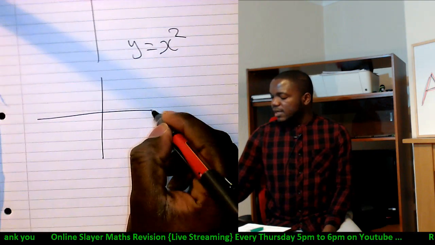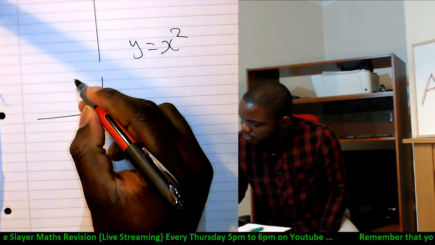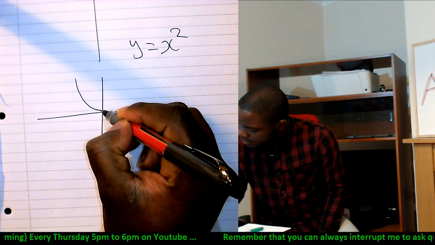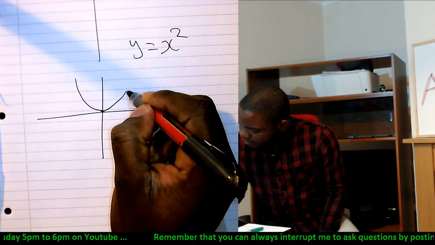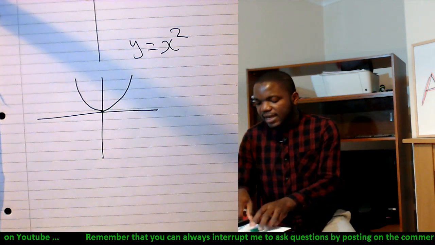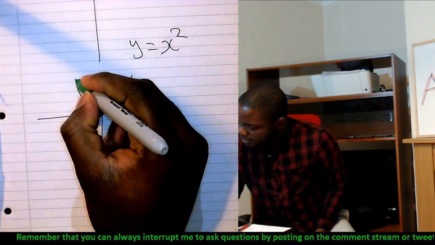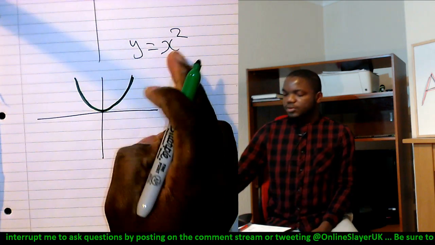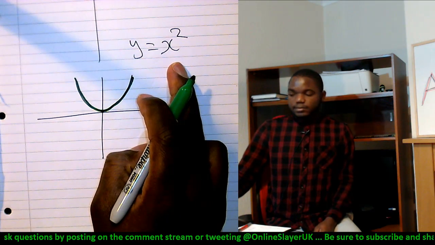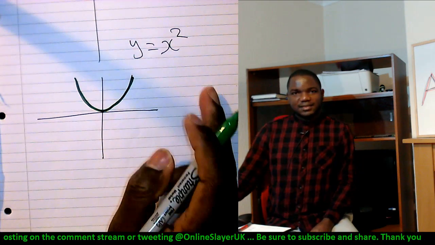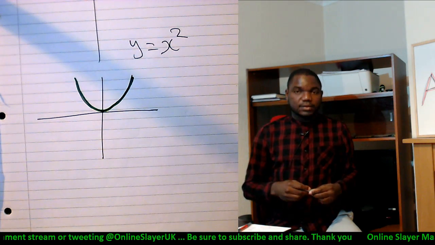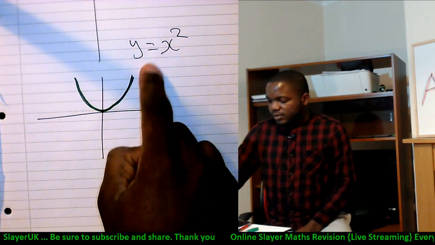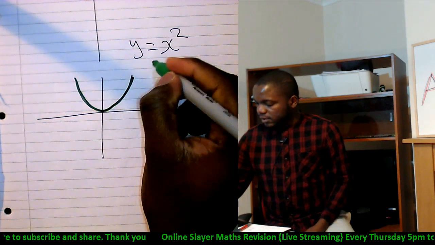y equals x squared is a very humble quadratic that has its minimum point at x equals 0, y equals 0, and it has its roots at x equals 0, x equals 0. Okay, it has two real roots, the same root, because d is 0: b squared is 0, a is 1, c is 0, so d is 0. Now this is the curve y equals x squared.